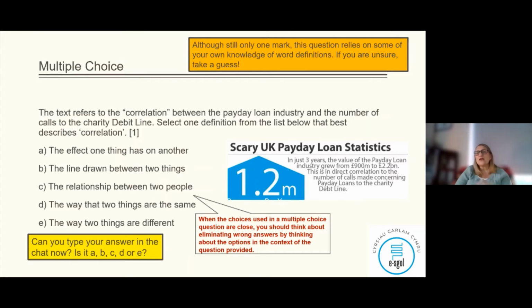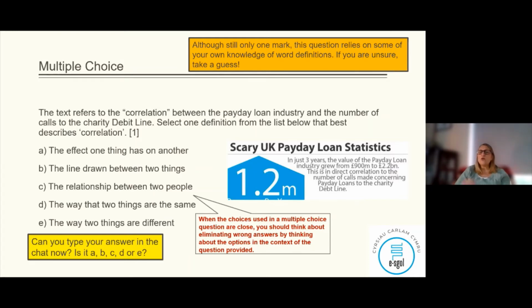Okay, and then you have to think: how does the amount that the payday loans industry has grown relate to the number of calls to the debt line? When we're talking about the two things, we'd probably talk about how one thing affects the other. If the payday loans industry has grown, then it's going to have an effect on the number of calls made to the charity debt line.